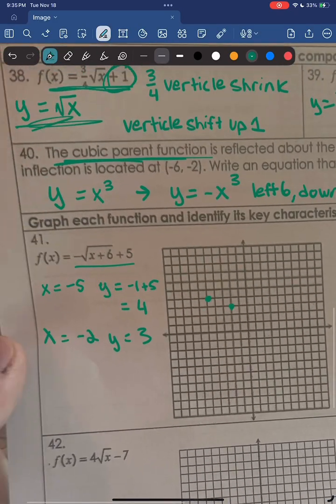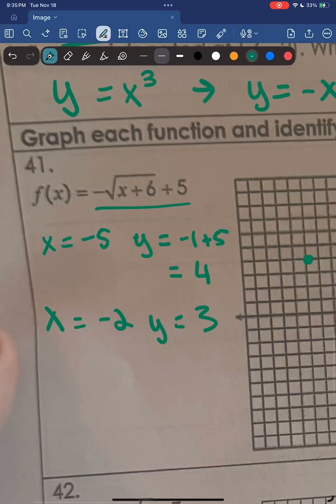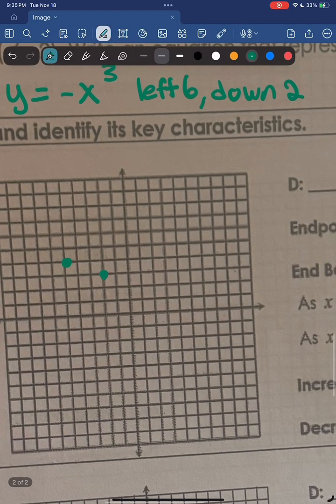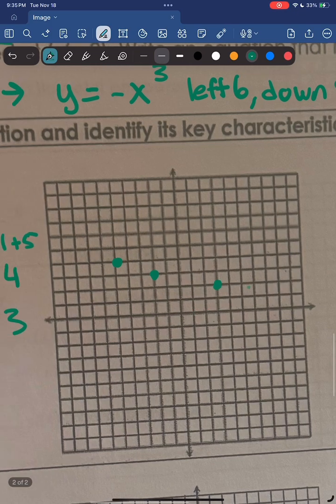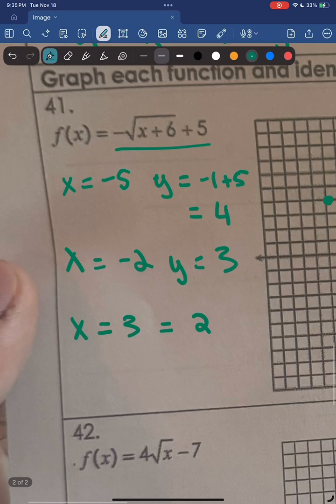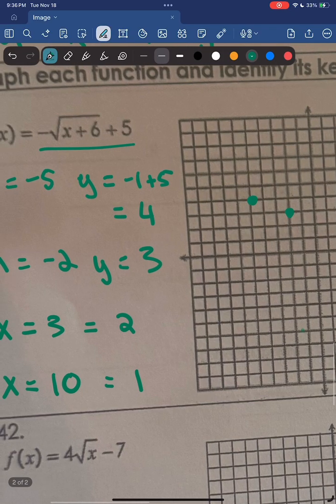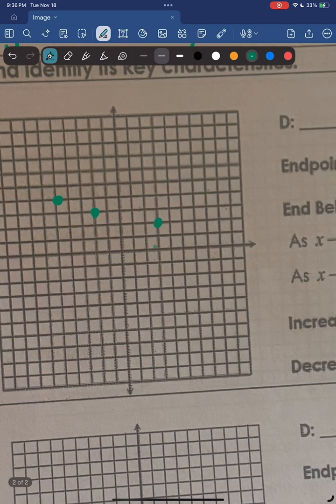So 3 would be another easy one, right? So we can do x is equal to 3 because we know what the square root of 9 is, right? So x is equal to 3, square root of 9 is equal to 3. So -3 plus 5 is equal to 2. So we go 1, 2, 3, 1, 2. And then what's another easy one that would come after that? 16 is probably the next closest one. So let's do x is equal to 10. So negative 4 plus 5 is equal to 1. So we go 1, 2, 3, 4, 5, 6, 7, 8, 9, 10, 1.